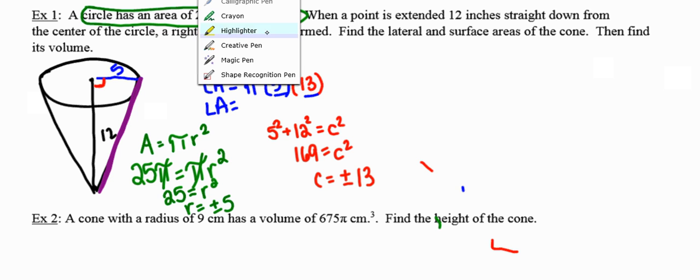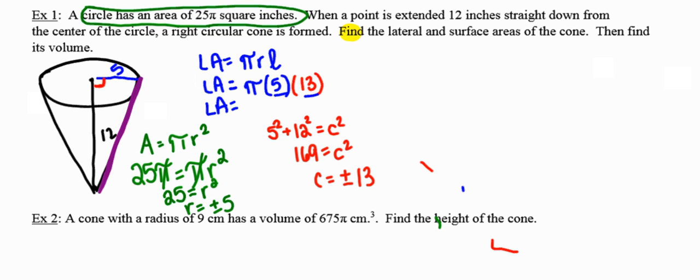Notice that in the directions, it just simply says find the lateral and surface areas. It doesn't say rounded to the nearest inch or rounded to the nearest tenth of an inch. Since it doesn't specify any kind of rounding, I'm going to leave my answer as an exact value in terms of pi. So my lateral area here is 65 pi square inches.